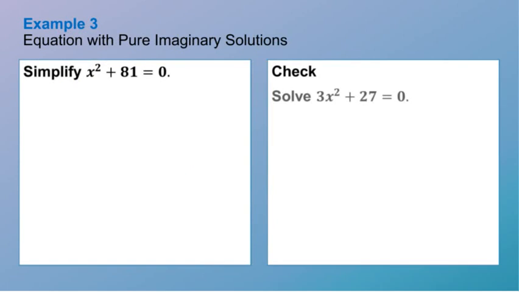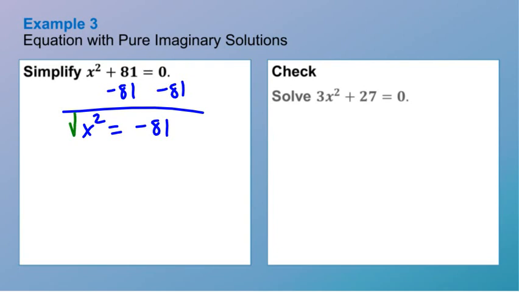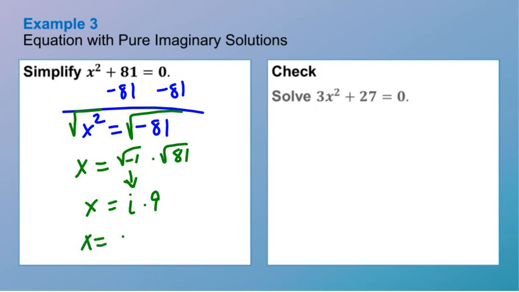A couple more. Here are equations with pure imaginary solutions. So here we're going to solve for x. To do this, I'm going to subtract 81 on both sides. And now I have x squared equaling -81. To undo the square, we find the square root of both sides. And now I'm left with x equaling square root of -1 times the square root of 81. Square root of -1 is i. Square root of 81 is 9. So x would equal 9i.